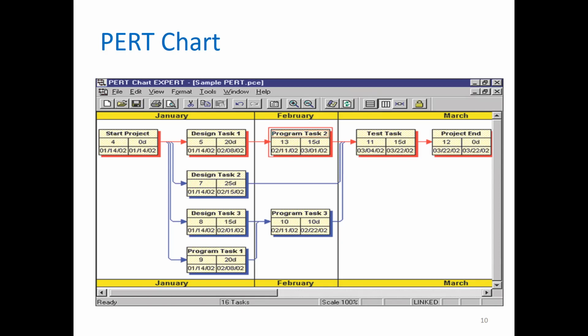The boxes or rectangles that are outlined by red marks represent the critical path. That means those paths are compulsory for the successful completion of the project.